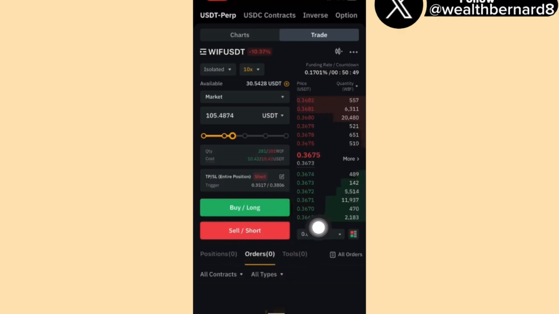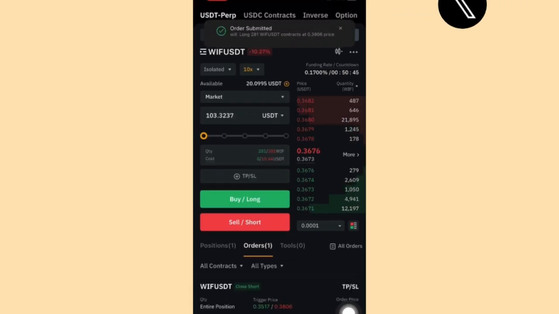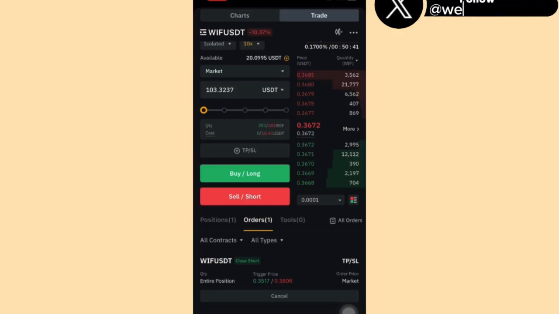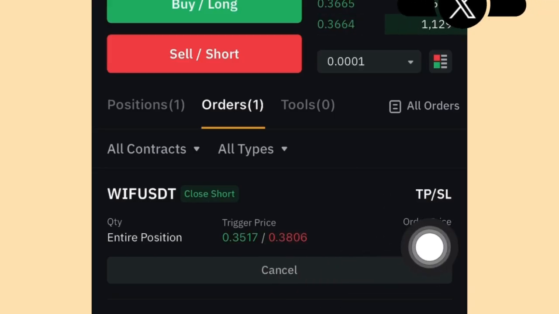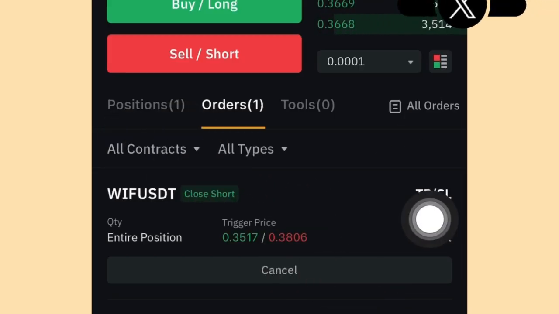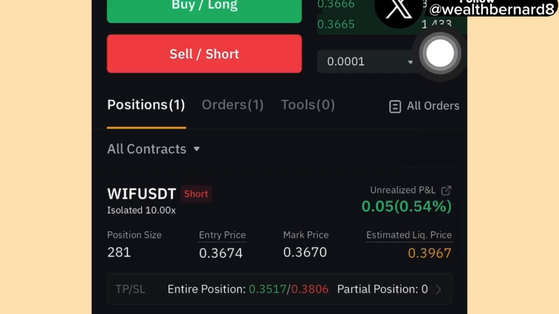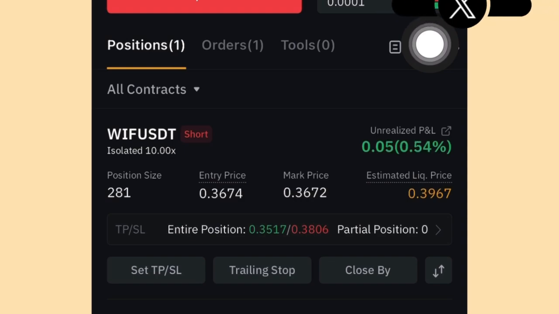Because we actually did short, we're going to click on sell short, and right there you're going to see it has triggered, and real quick it's going to start making money for us. So right here you can see it's on order, and if you want to see if this trade is on profit or loss, you go to positions, and there you're going to see that we're already on profit, right? You can see we're on massive profit right there.